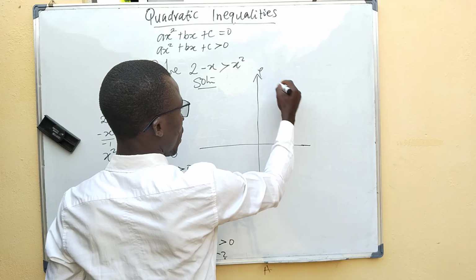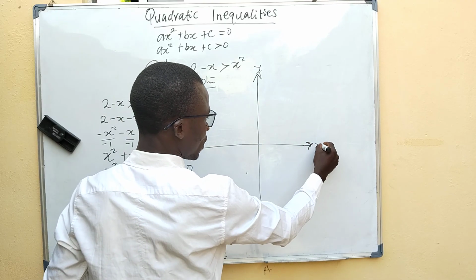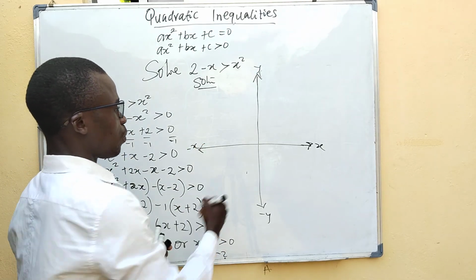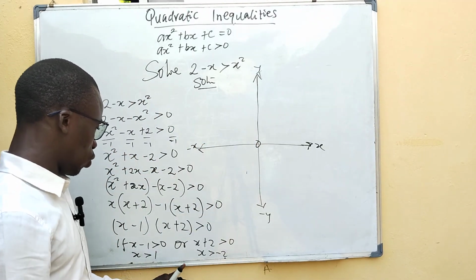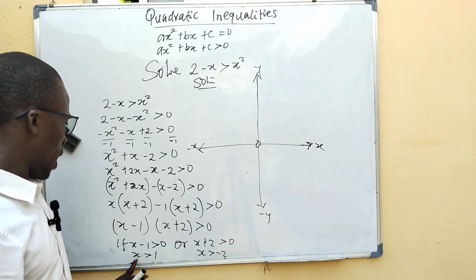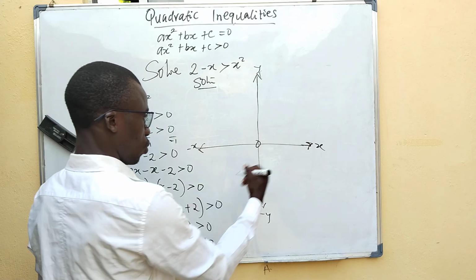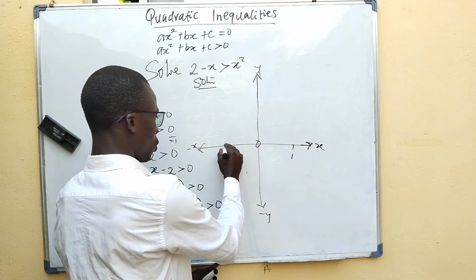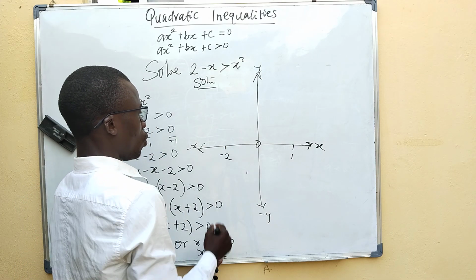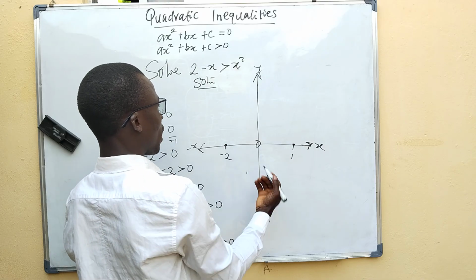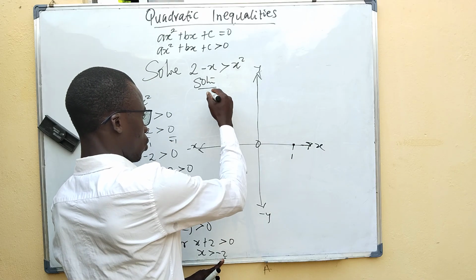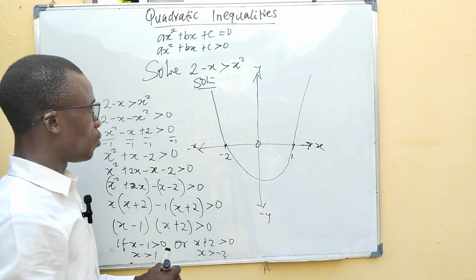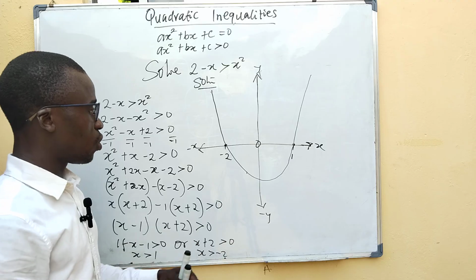Okay, this is our y, this is our x, this is our minus y, and this is our minus x. At this point, this is our 0. What we need to do here now, we say x is positive 1. So let's say this is our 1, and our x is negative 2. This is our negative 2. So to plot these 2 points using your curve, I don't know, you will know how to do this better than me. Good. Do you see how mine looks?